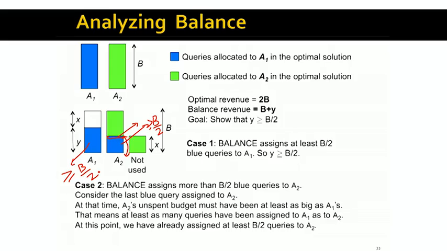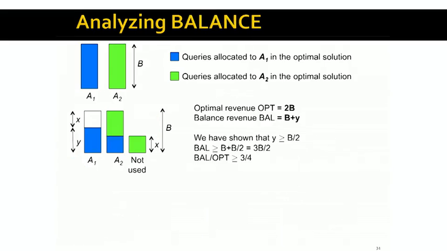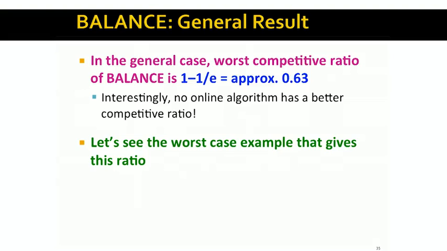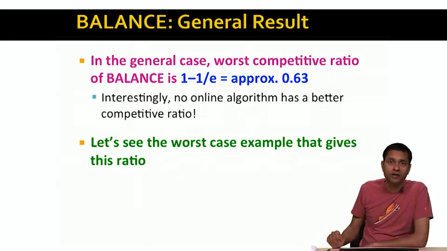And so we've shown that Y is greater than or equal to B/2 in the second case as well. Now, since Y is greater than or equal to B/2, and we also know that the balance revenue is B plus Y, the balance revenue is greater than or equal to 3B/2, and therefore the ratio of the balance revenue to the optimal revenue is at least 3/4. Now, we've analyzed the simple case of balance with exactly 2 advertisers and shown that the competitive ratio is 3/4.